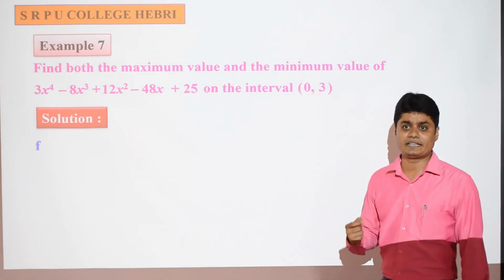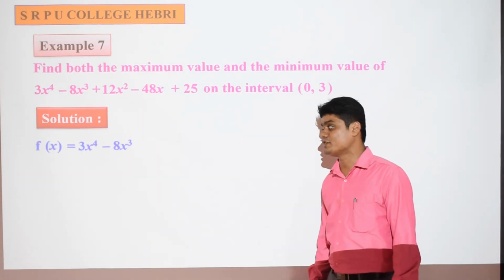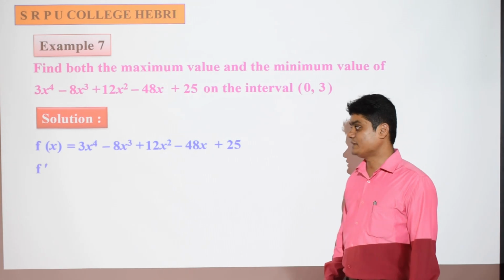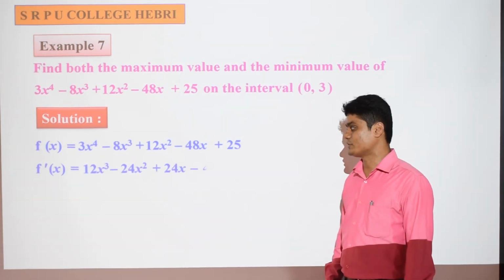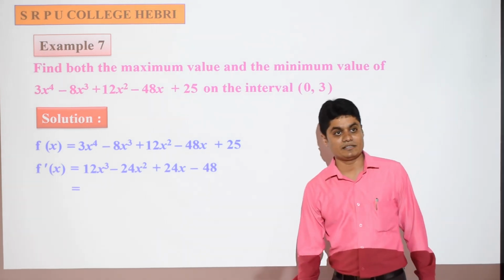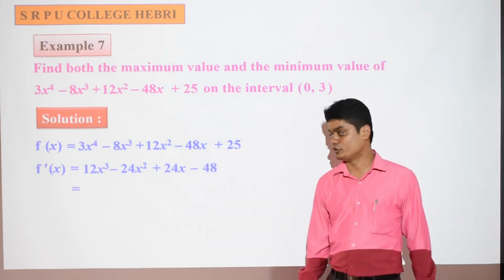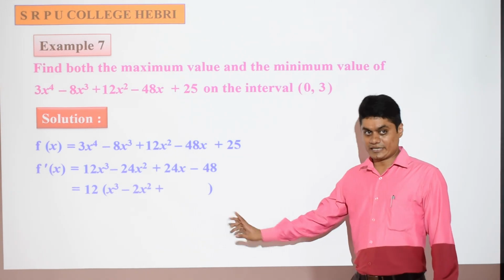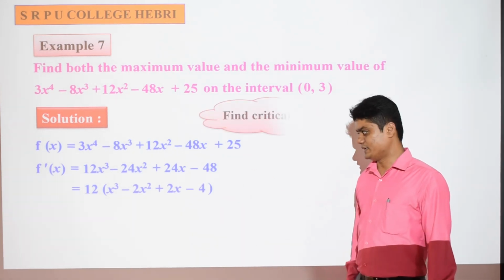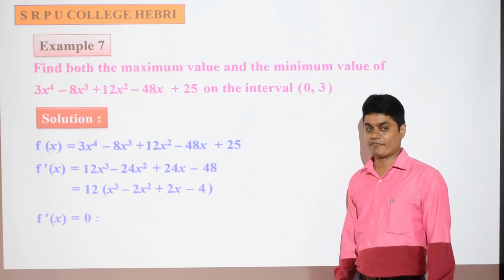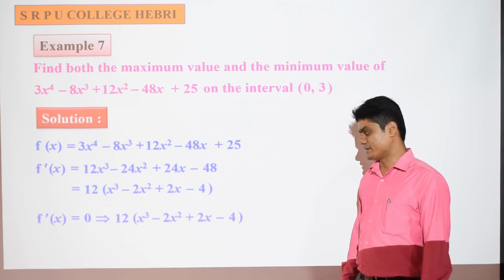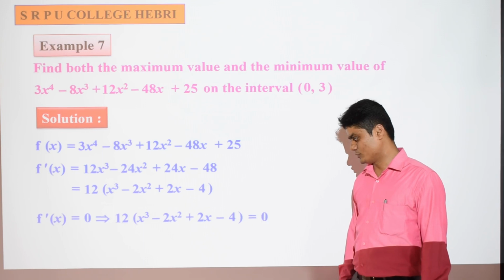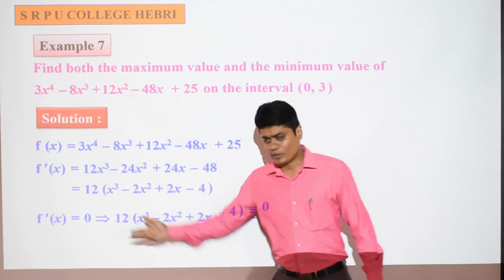What is the first procedure? Take the function and differentiate it. So what is f'(x)? 12x^3 - 24x^2 + 24x - 48, and equate this with 0. f'(x) = 0. Simplify, because 12 is common. So 12 times (x^3 - 2x^2 + 2x - 4) is equal to 0. Here 12 cannot be 0.